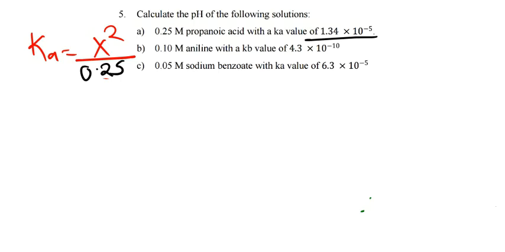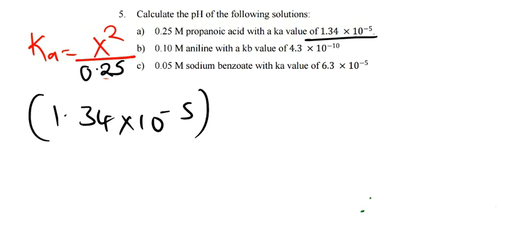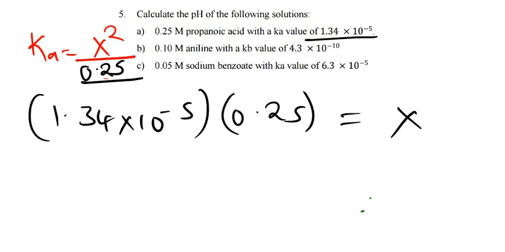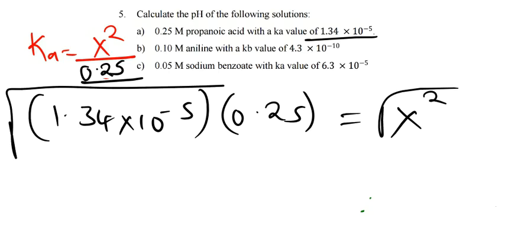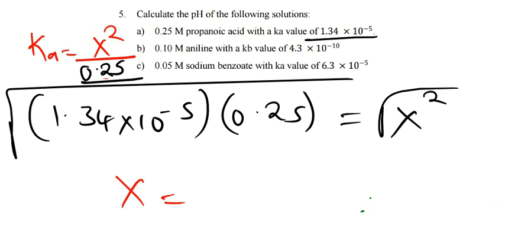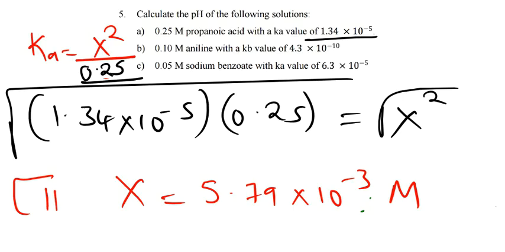So for the Ka value, that's 1.34 times 10 to the power negative 5, and then we can multiply it with a 0.25 on the bottom so that we can find the value of x squared. So you can square both sides, square root, square root. What you find is the value of what? Of x, which is of course both the conjugate base and the hydrogen ion concentration which was existing, right? So therefore your concentration there becomes 5.79 times 10 to the power negative 3. This is the hydrogen ion concentration.